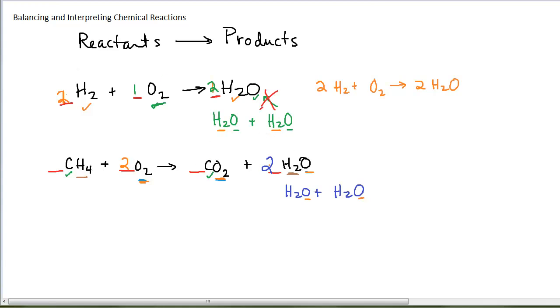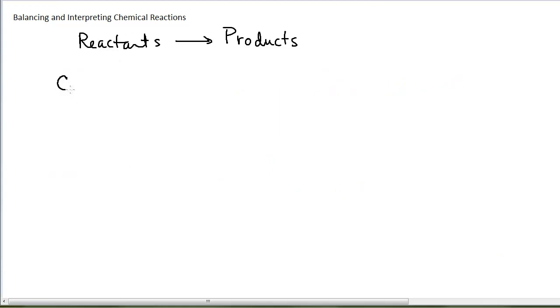Let's try another one. This is also a combustion reaction, but this is methanol. This is the combustion of methanol. And you may notice right off the bat, I've got oxygen in 4 different places in this reaction. 2 places on the left, 2 places on the right. That's going to make it difficult to balance, so I do want to save it for last.